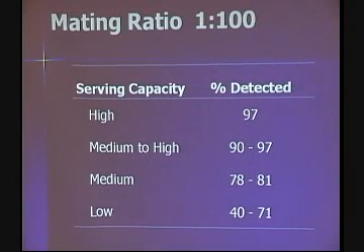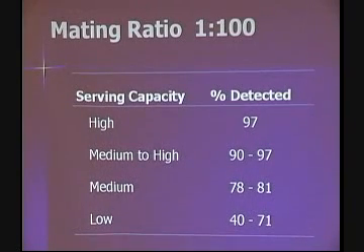If we look at the serving capacity of high bulls or low bulls and look at the percent of cows they detect in estrus, this is at 1 to 100. Those high serving capacity bulls are getting 97%. If you think about that previous slide, we're only finding about 50%. So by having a high serving capacity bull, we're detecting a lot more cows in estrus. Down on these low, it's highly variable, but you're only looking at about 55%.